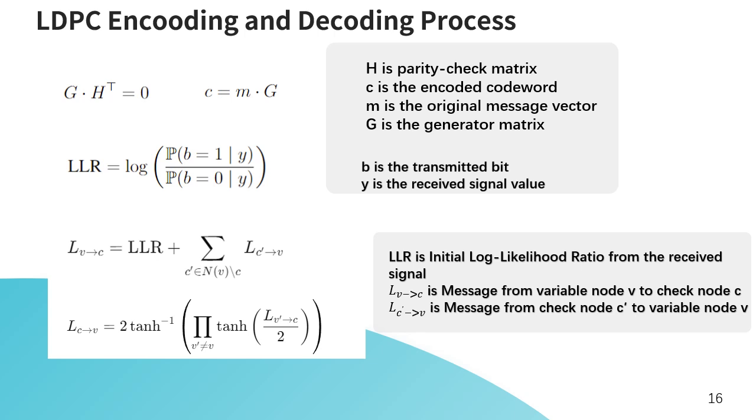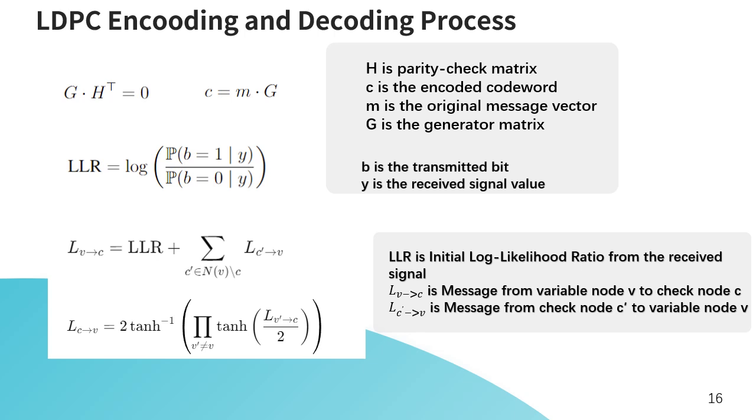In this slide, we show the simplified encoding and decoding process as we discussed in the class. First, we generate a message, which is equal to m multiplied by G, where G is the generator matrix. Then calculate the LLR, which is the initial log likelihood ratio from the received signal.